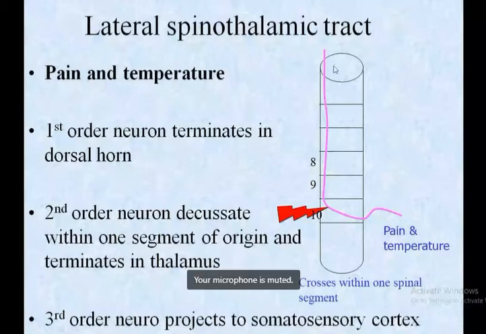Let's say simply somatosensory cortex. That will be more clear when you study about the cerebrum. For now, let's remember cerebral cortex. Okay. First order neuron, second order neuron, and third order neuron.